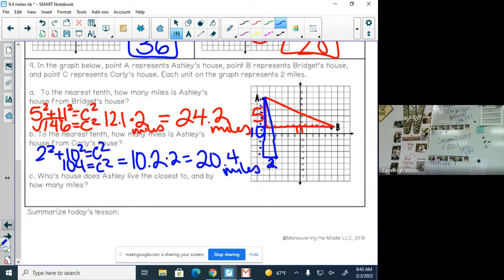All right, so it says, whose house does Ashley live the closest to? Carly, and by how many miles? 24.2 minus 20.4 is 3.8 miles.